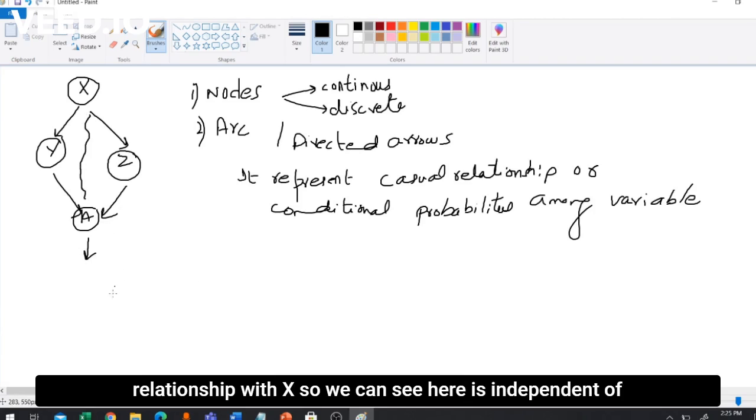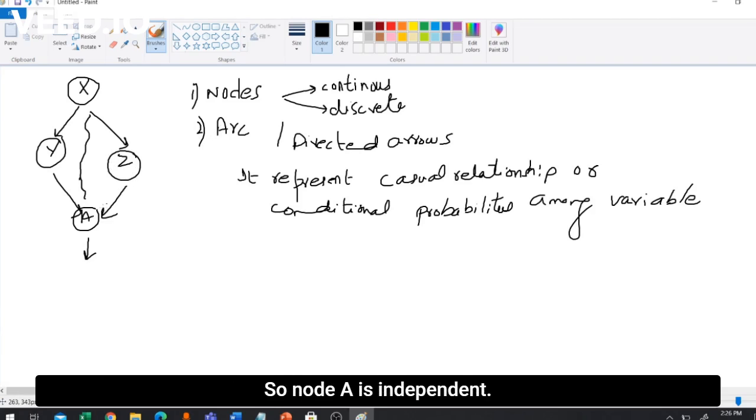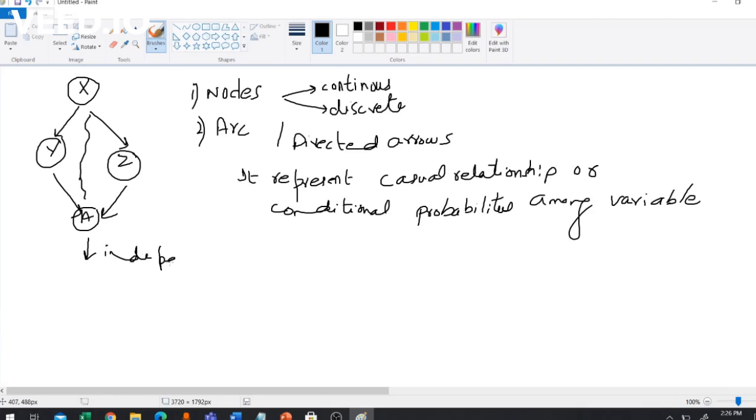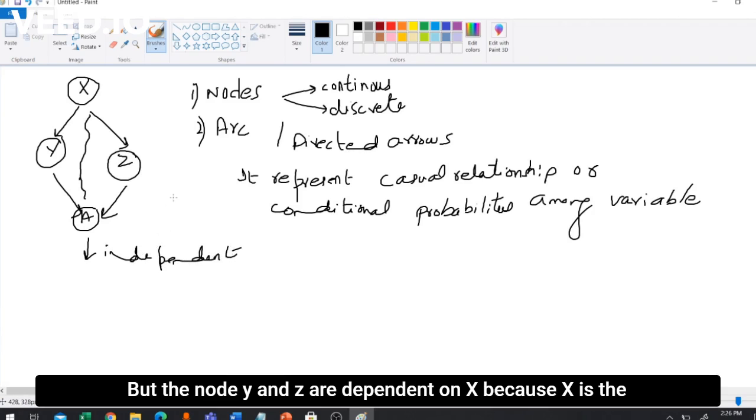So we can see here A is independent of node x, and if I talk about y and z, they are dependent on x because they contain some relationship with x, because x is the parent of y and z. So these are the relationships in the directed acyclic graph, and arcs show the relationship, showing the dependency and independency of the nodes of the variable. So node A is independent, but nodes y and z are dependent on x because x is the parent node of y and z, but there is no relationship between x and A.